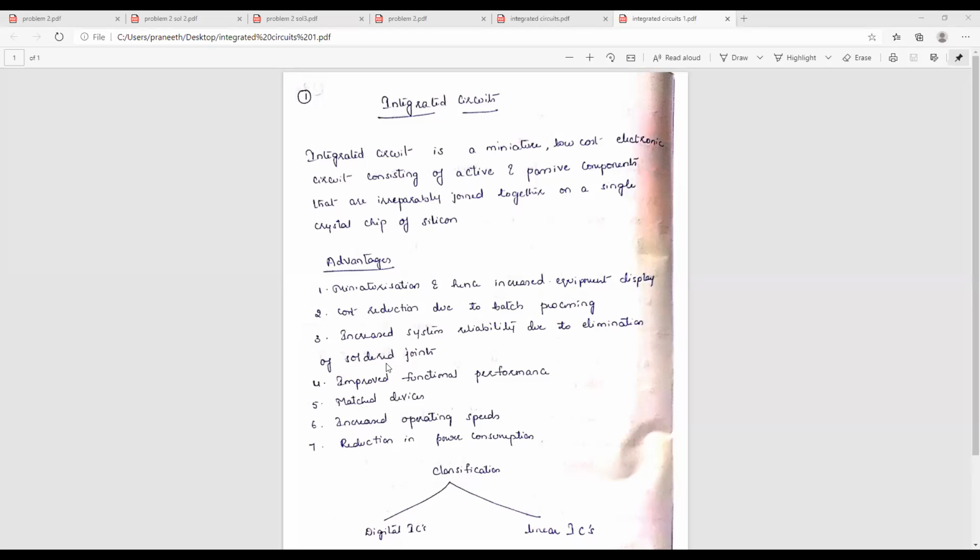So cost reduction, and increased system reliability due to elimination of soldered points. As I have already told you, system reliability will be increased because while you are building a circuit, there is no need of connecting all these circuits using wires. In a single IC you have all the circuits.